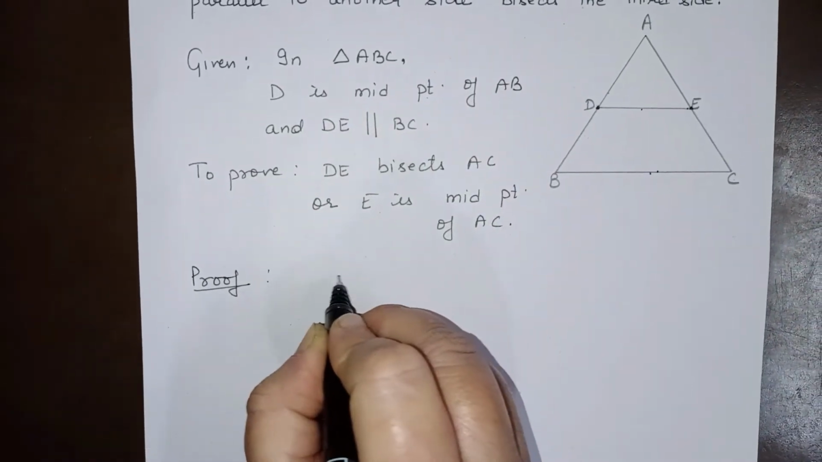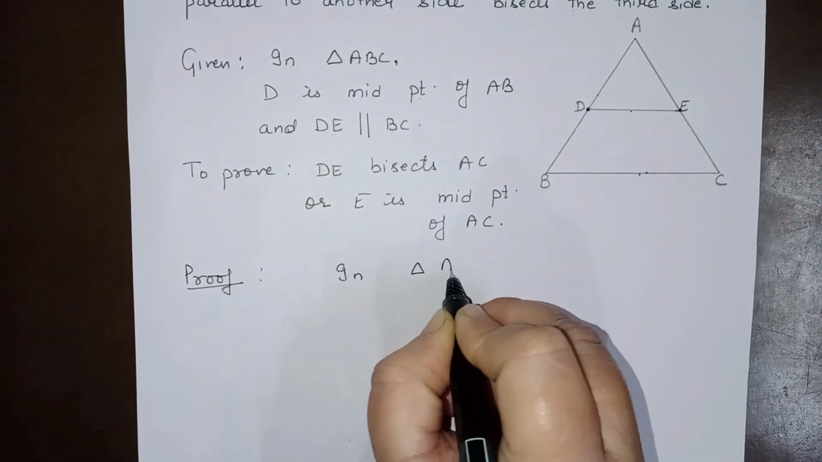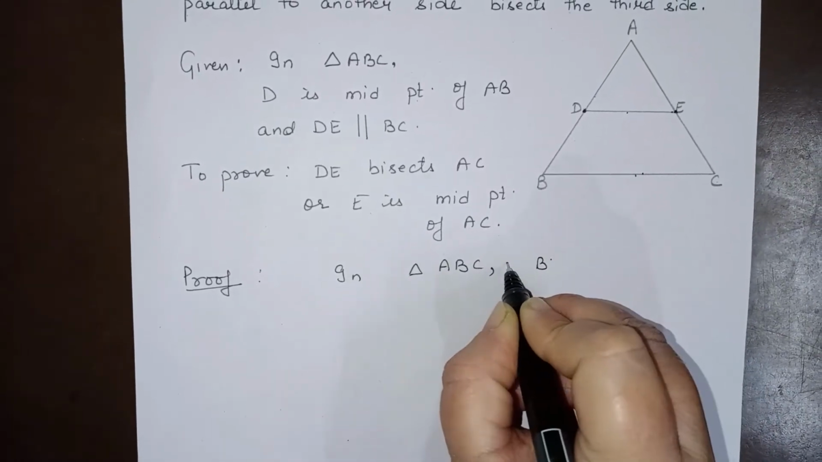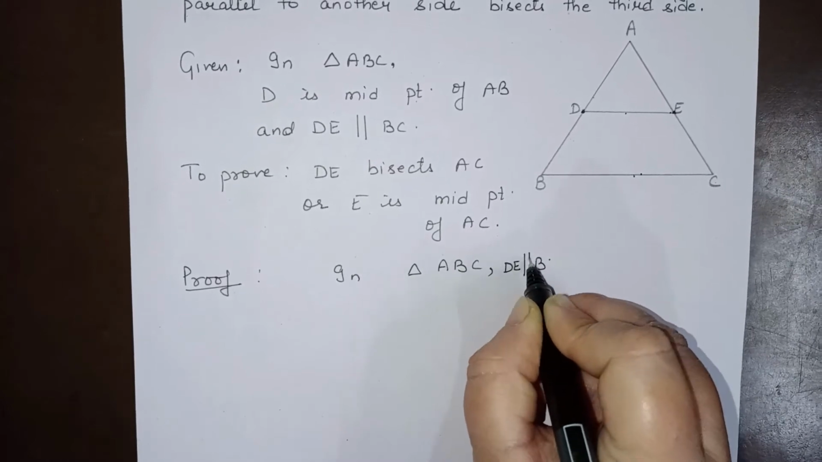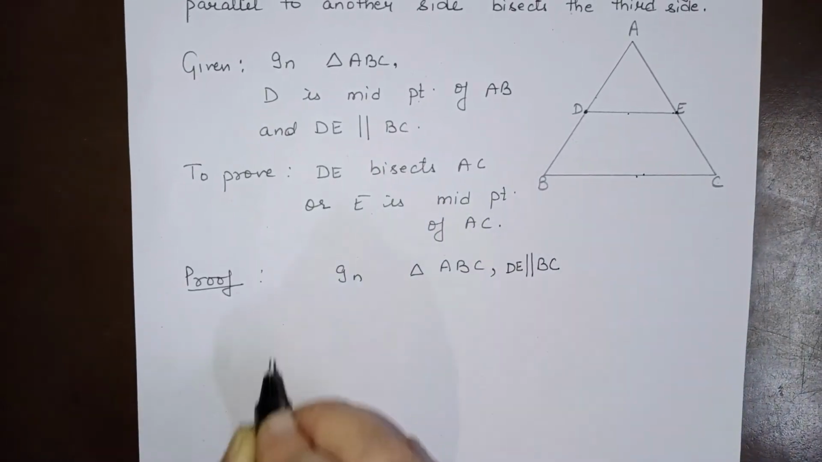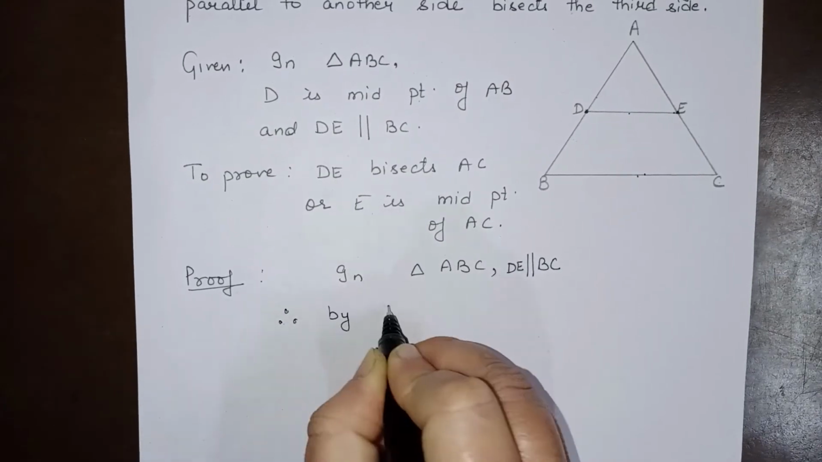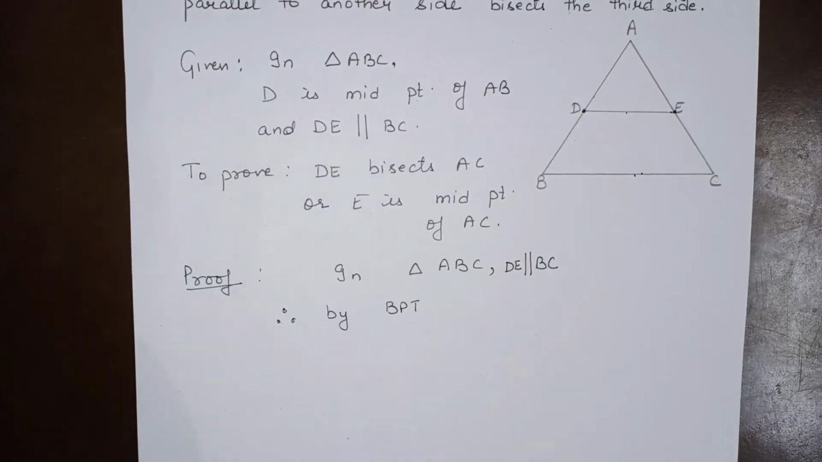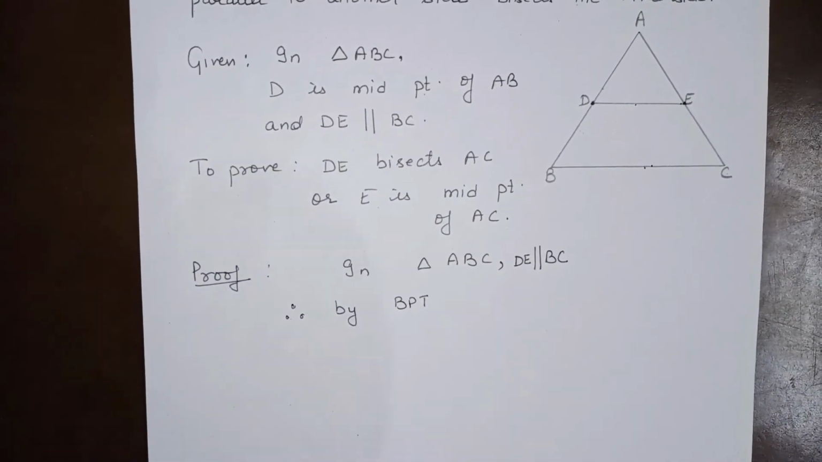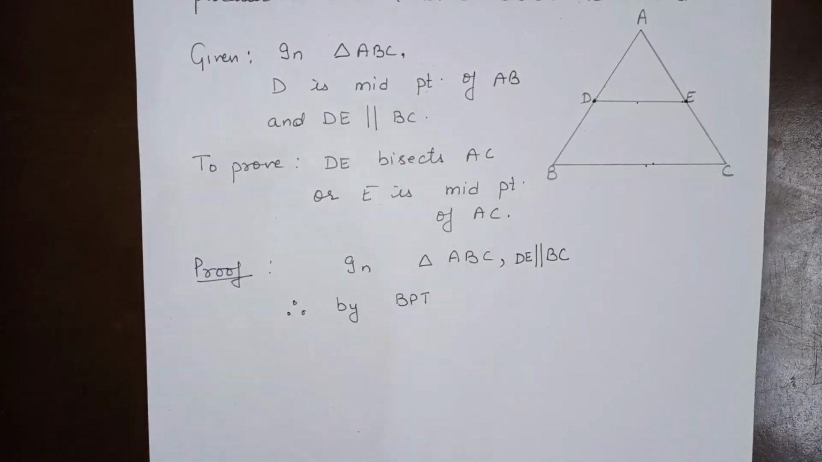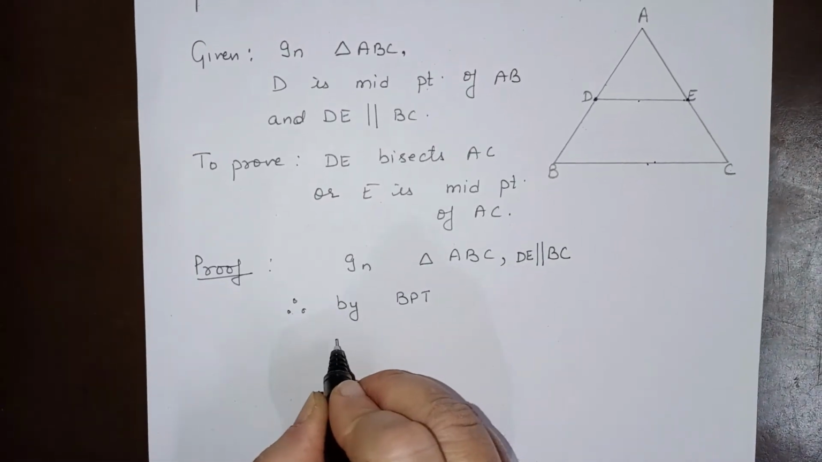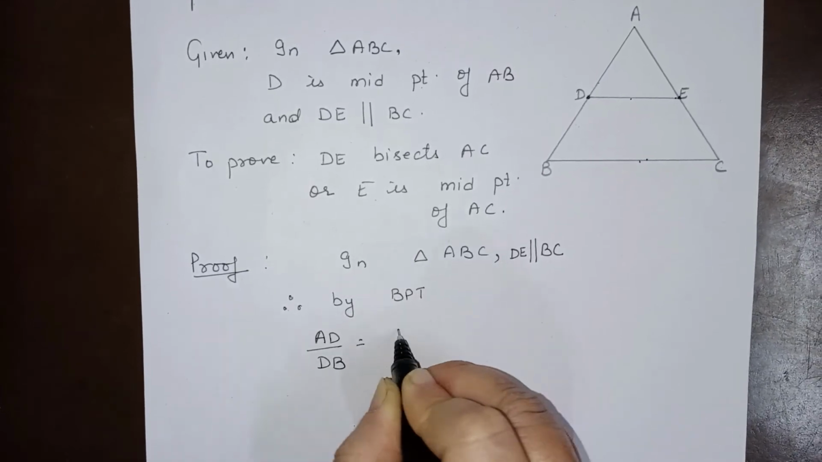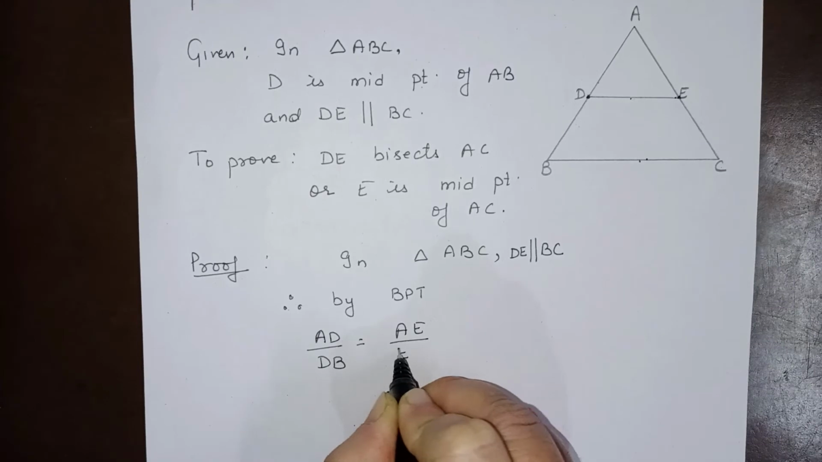Now it is given that in triangle ABC, DE is parallel to BC. Therefore, by BPT, that is the basic proportionality theorem, we have to use the basic proportionality theorem. It is given in the question that we use the basic proportionality theorem to prove this. So by BPT, we have AD over DB equals AE over EC.